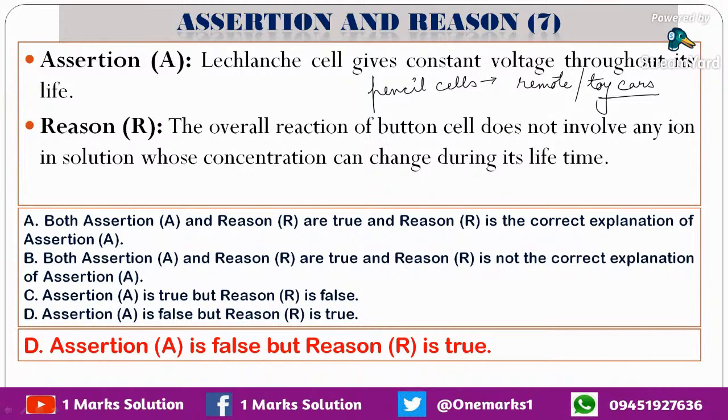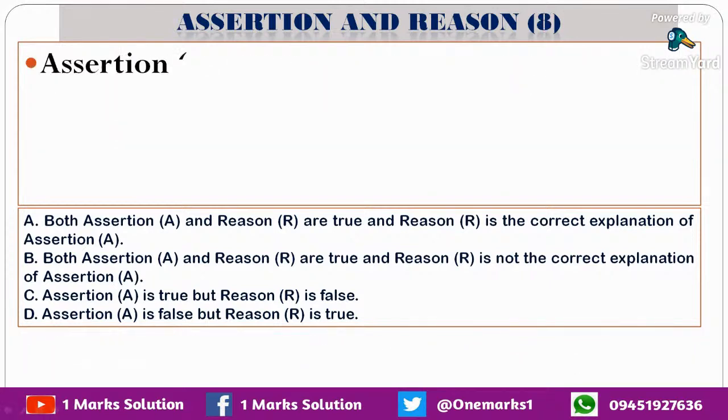But the reason is definitely true here, because the overall reaction of button cell does not involve any ion. There is no ion. If you look at this reaction, there is zinc forming a complex compound. When we study the structure of the Leclanche cell, we have the pencil cell, with a zinc container, a graphite rod, and the manganese oxide paste. That's why there's no ion concentration change there, and so the reason is true but the assertion is false.